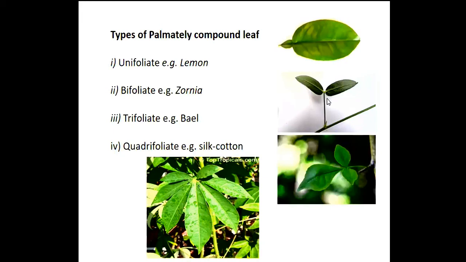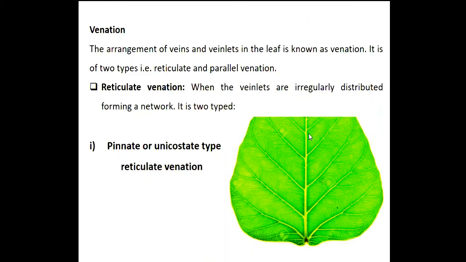And in bifoliate leaves, we will get two foliar structures and two central midribs. Two central midribs, prominent midribs. They are spreading from this common point. And what happens in trifoliate compound leaf? In trifoliate compound leaf, we will get three parts of the leaves. Okay, just wait.